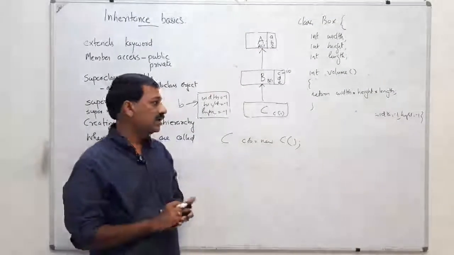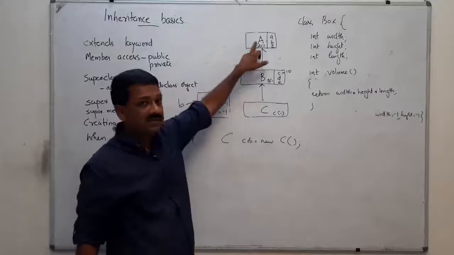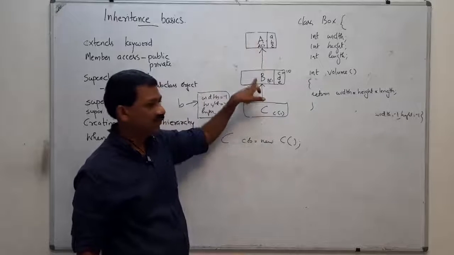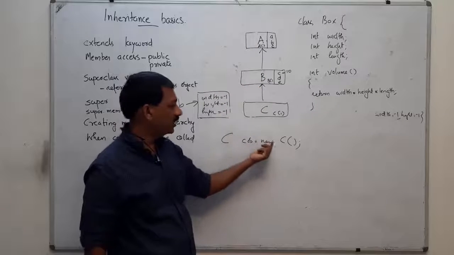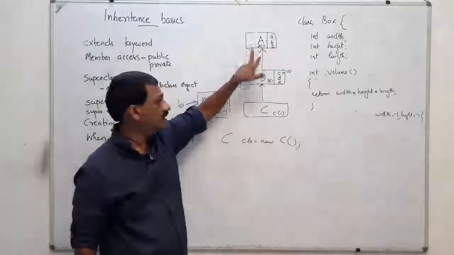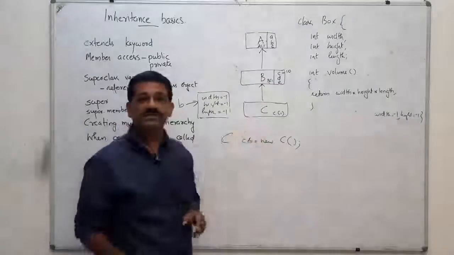That means if you are having a hierarchy like this, A is the base class, B is the subclass of A, and C is the subclass of B. Then an object of type C is created. Initially the constructor of A is executed, thereafter constructor of B, and after that constructor of C is executed.